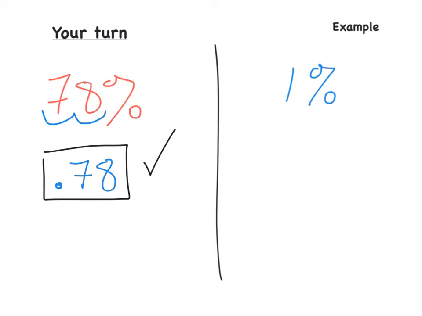So let's look at the one on the right. We have 1%. The decimal point is to the right of the 1. All you have to do is move it 2 places to the left. Remember this open space, we need to fill it with a 0. So what we have is 0.01 or 1 hundredth is the answer.